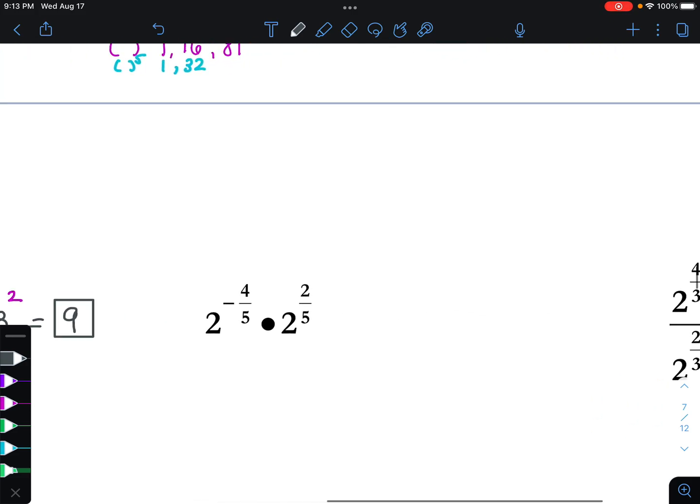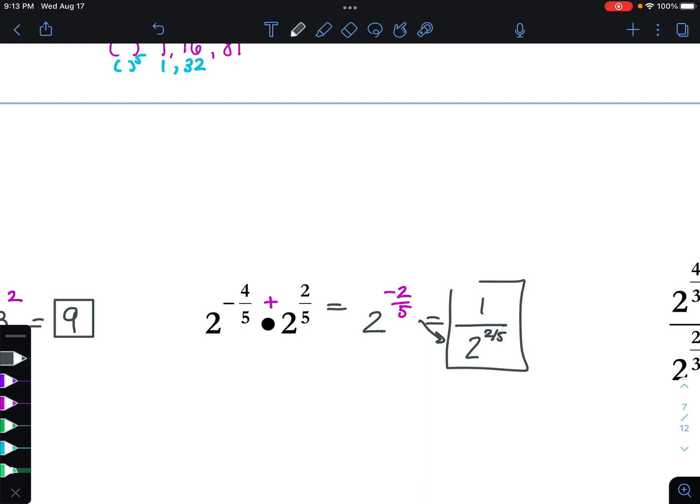All right, following right along, continuing. So the base will stay the same. We add the exponents, so the denominator is 5. -4 plus 2 is -2. So what I would say here is simplify so that we have positive exponents. So this guy wants to cross the line, change the sign into the denominator.